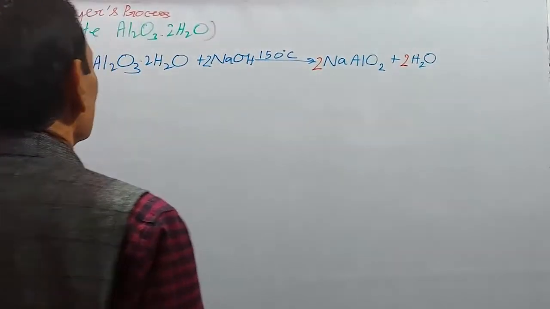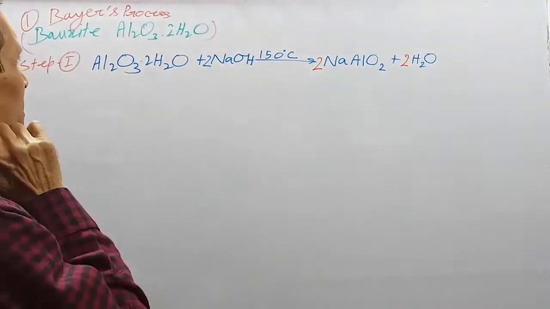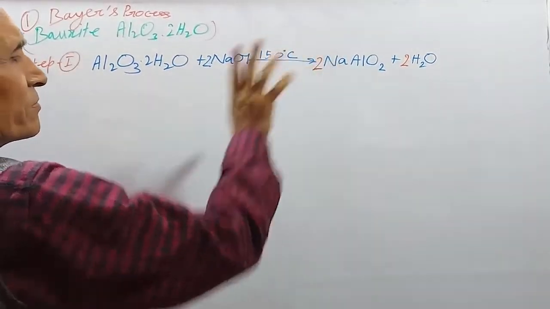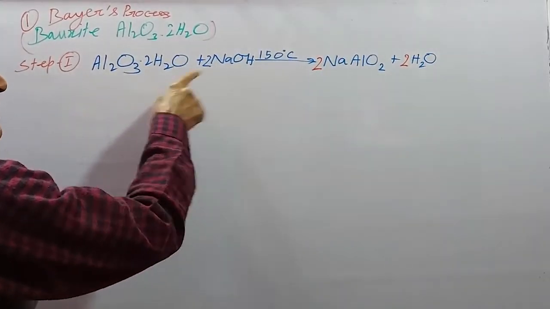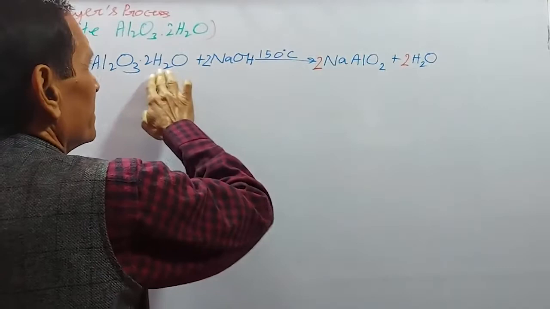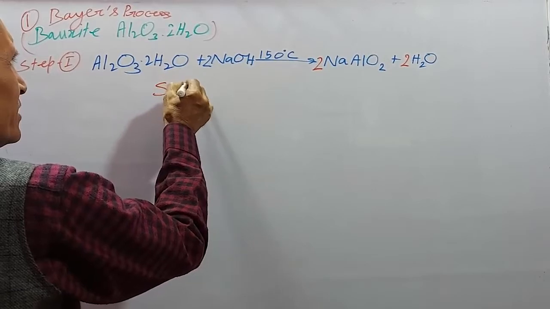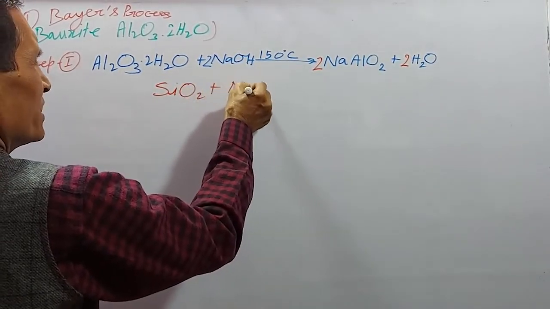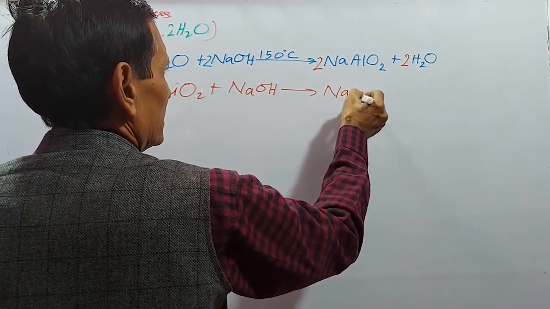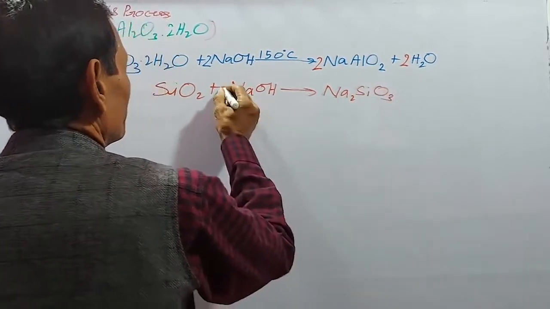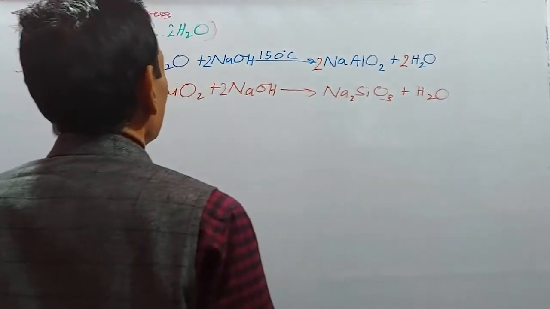Now, in this method of purification of bauxite, remember, this bauxite is converted into sodium meta-aluminate. It passes into the solution. If some silica is present as impurity, SiO2, that will also interact with NaOH at this temperature to form Na2SiO3 plus H2O.